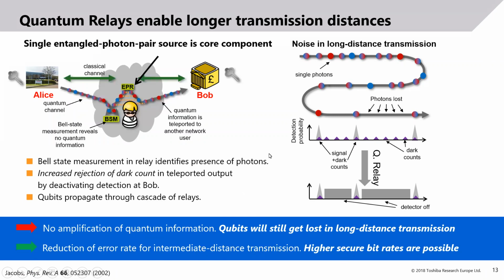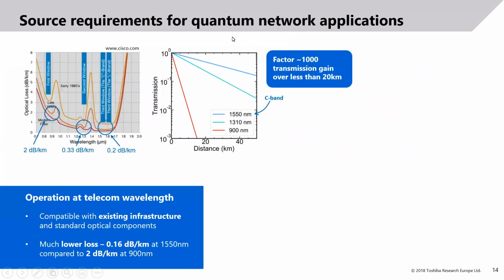And for our implementation of the quantum relay, the core of this is a single entangled photon pair source, which I'll talk about now. So for such a source, there's a number of requirements that need to be fulfilled for it to work efficiently. And the first of which is we need to look at what the optimal wavelength is to enable long distance transmission of quantum signals.